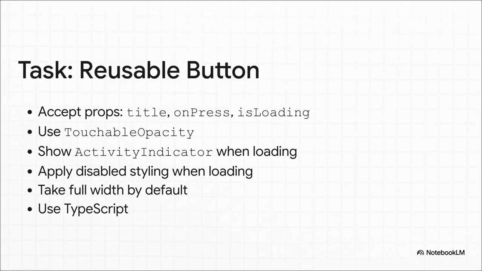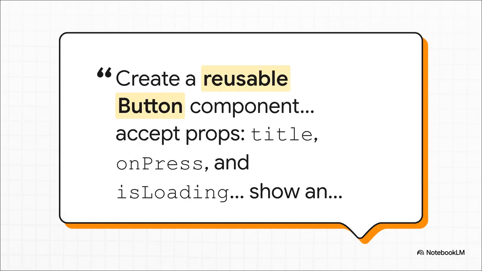It needs to accept the right props, handle a loading state with a spinner, look disabled when it's busy, and of course, it has to be written in TypeScript. These are our non-negotiables. And this is how we turn that wish list into a crystal clear command for the AI. Notice how specific it is.